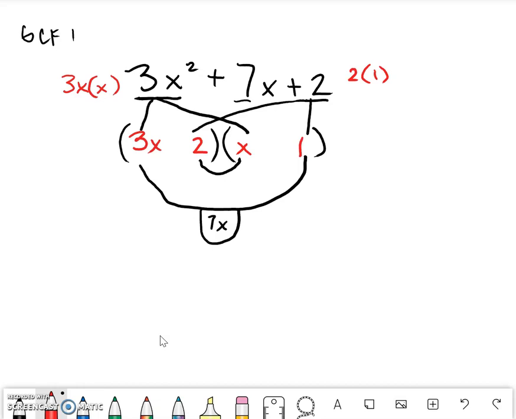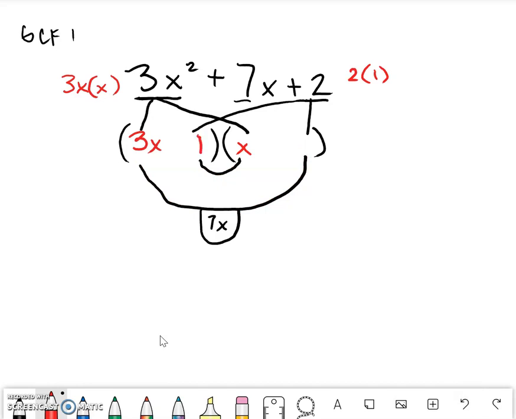Okay, where these lines connect, you multiply together. So the 2 times x, so that's 2x. And then I'm going to multiply the 3x times 1. 3x times 1 is 3x. Okay, so then I'm seeing, can these two numbers add to 7x? Well, if I have both positive, that doesn't work. That would be 5x. If I make one negative, well, 3x minus 2x, that's 1x. 2x minus 3x, that's negative 1x. Okay, so this isn't the combination that I need.